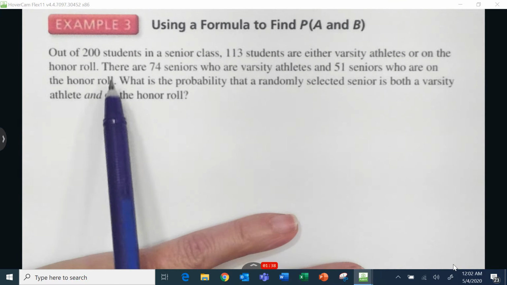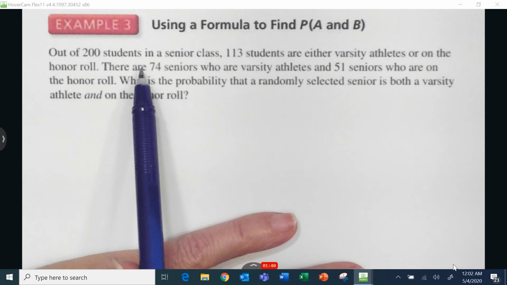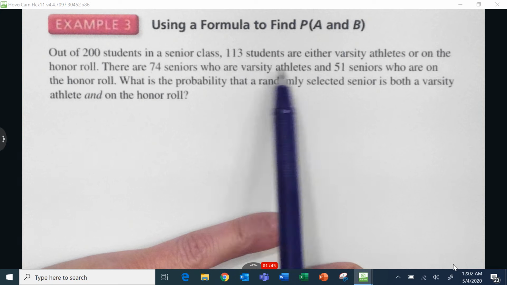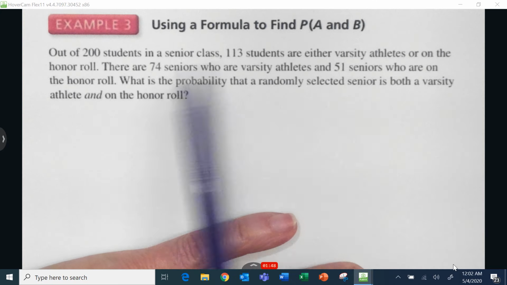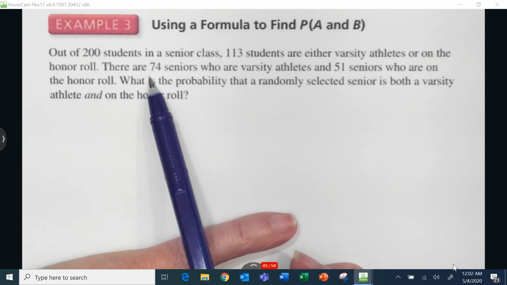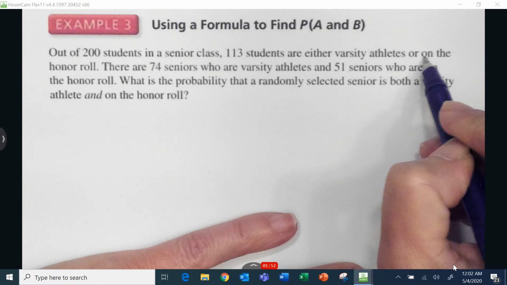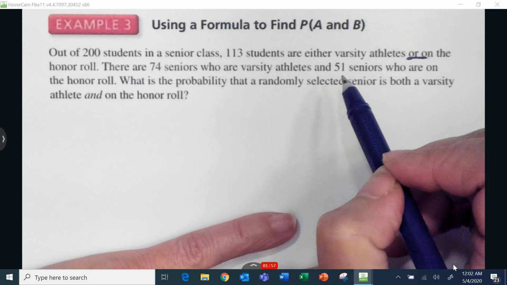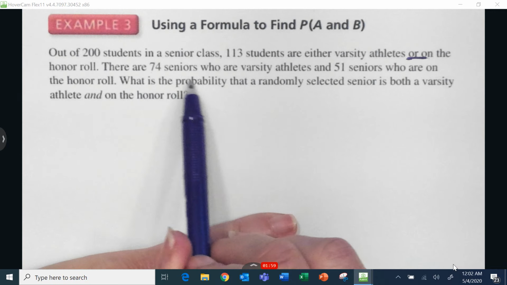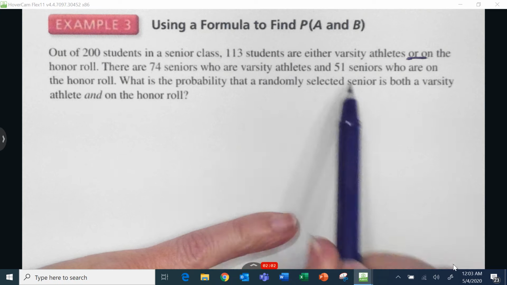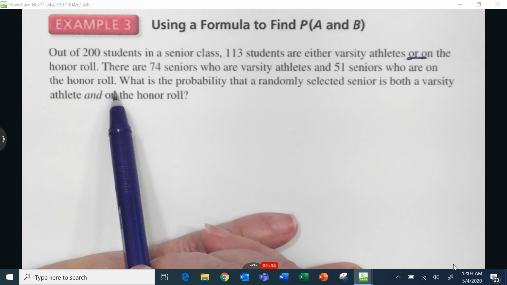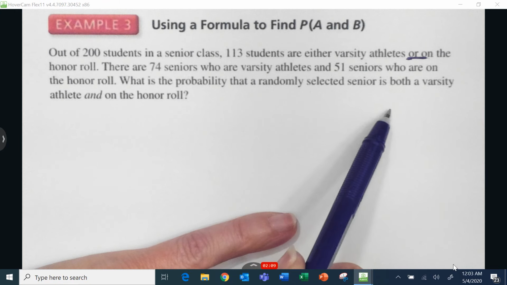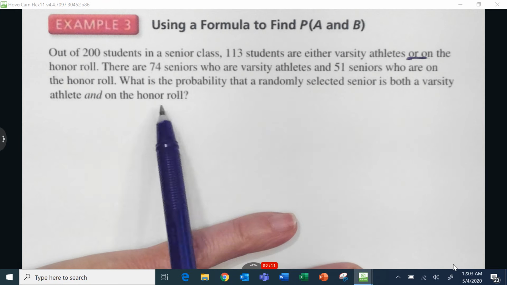In this example, we've got 200 students in a senior class, 200 seniors. 113 students are either varsity athletes or are on the honor roll. Remember, the word or means that they could be both, or they might be one or the other. There are 74 seniors who are varsity athletes, and there are 51 seniors who are on the honor roll. What is the probability that a randomly selected senior is both a varsity athlete and on the honor roll?